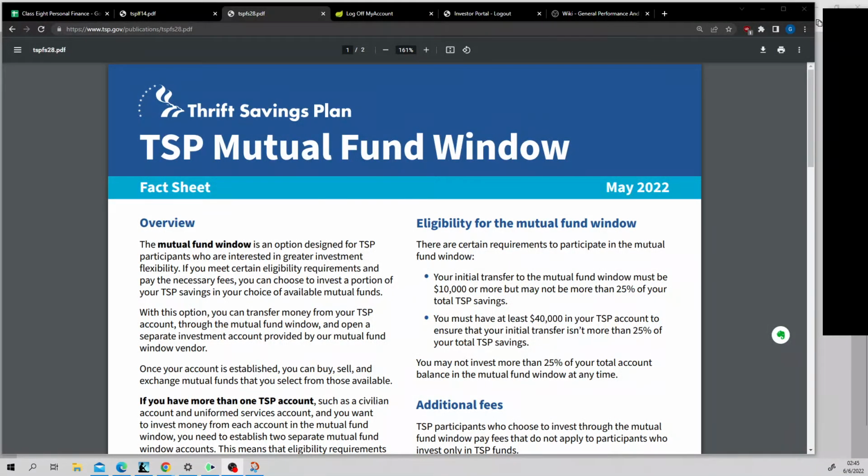Now, the other new big thing about the TSP website relaunch is it includes the availability of what they're calling the mutual fund window. And what this is, a means of accessing funds other than G, F, C, S, and I, mutual funds that are provided by other companies, where you can put in a portion of your TSP, up to 25%, to go into some mutual funds outside the plan. However, there are some significant limitations to know about.